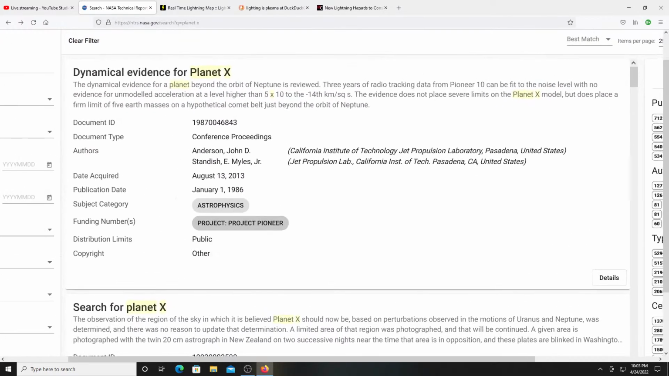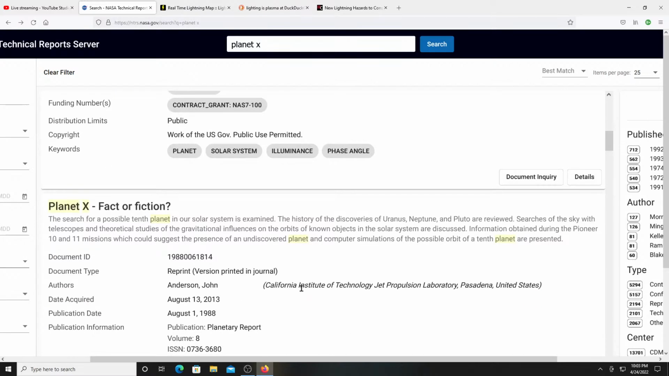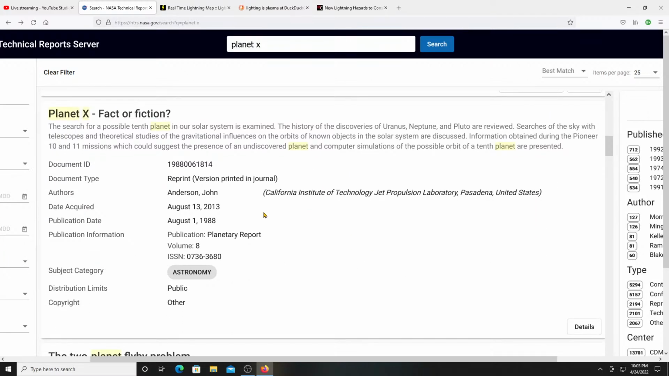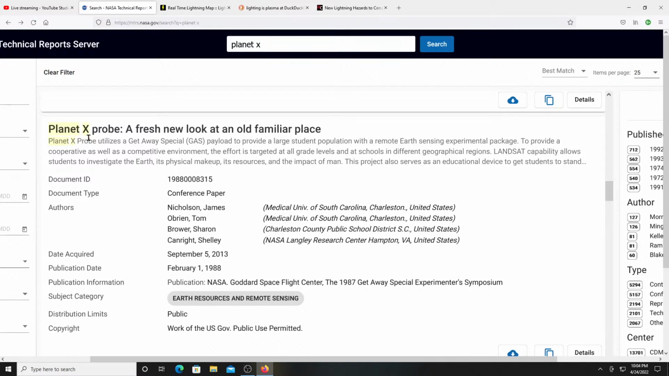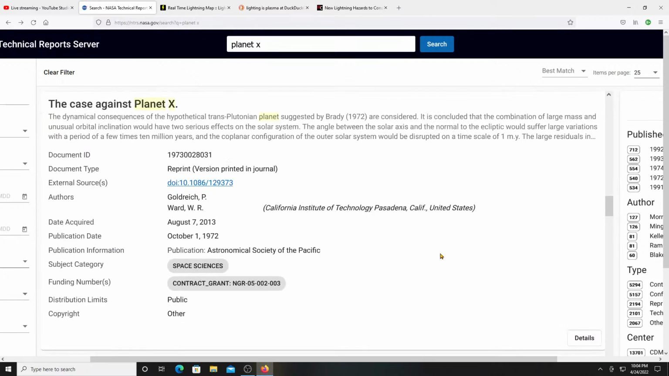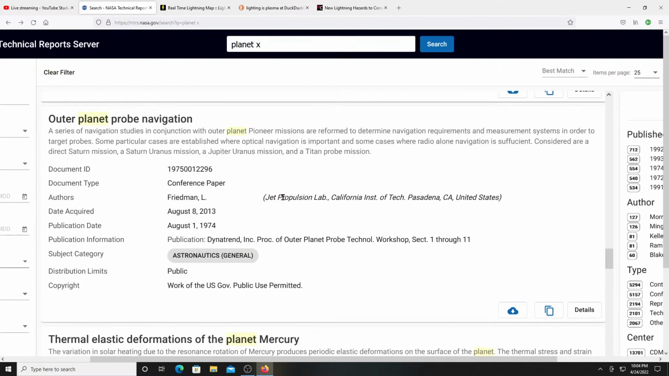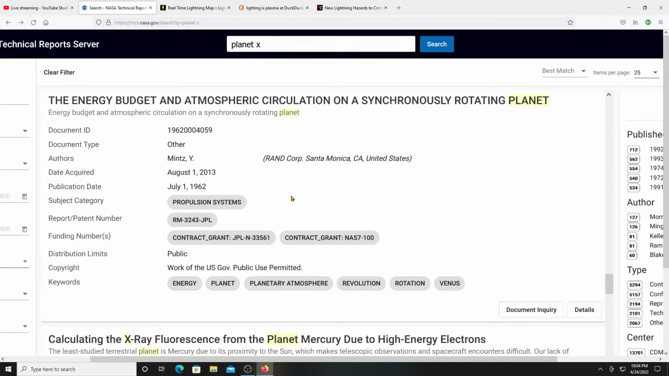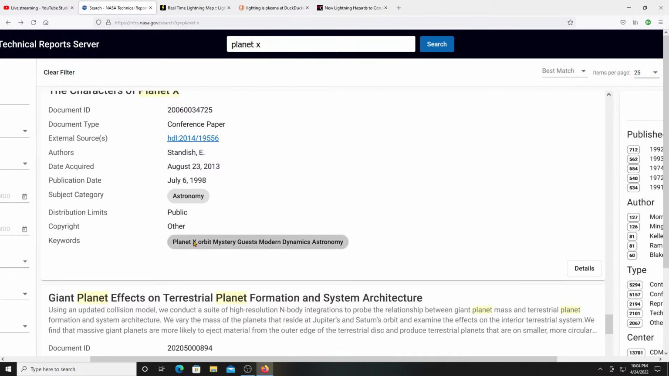So they had a mystery guest. That wasn't it right there. Did I mess this up, you all, somehow? Oh, here's what we were supposed to be doing. The 10th planet. 2x rotation, Jupiter, Planet X probe. I think we already did Getaway Special. The case against Planet X. Trans-Plutonian planet. Rotation of Mercury, satellite. Calculating. Okay. Characteristics of Planet X. Mysterious guest, modern dynamics astronomy.